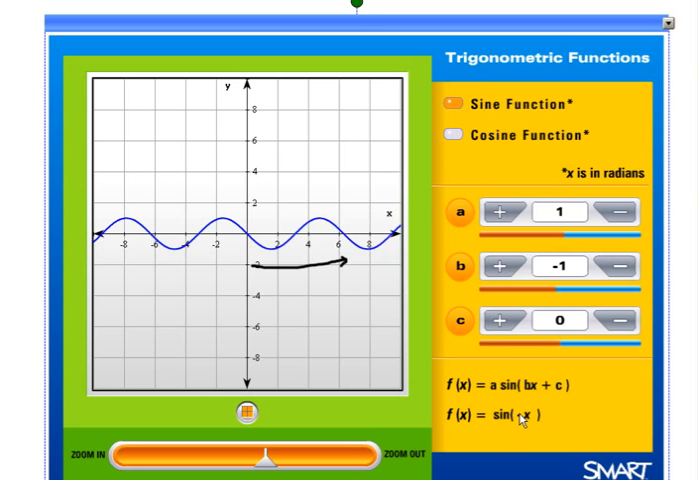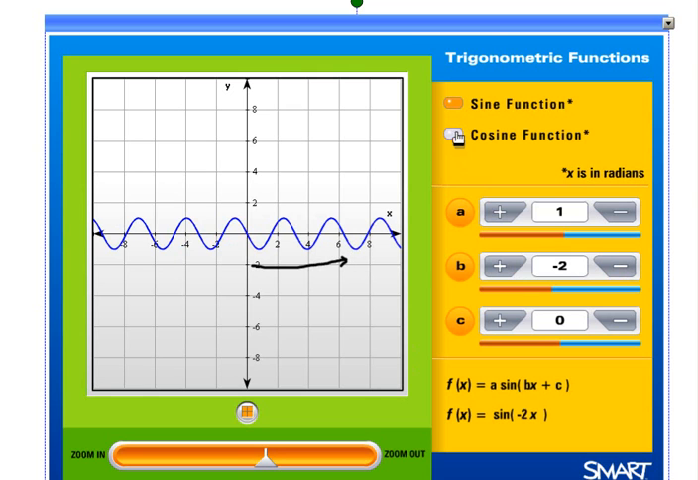So if you have a negative inside, you're not only going to see a horizontal change, but you will also see a reflection across the x-axis. So if we have a negative 2x, for instance, you see that the graph is a reflection across the x-axis, and then you're going to see 2 full cycles of sine in that original period of 2 pi.